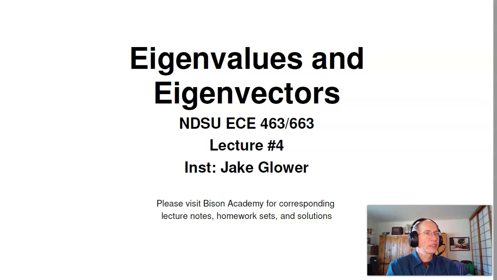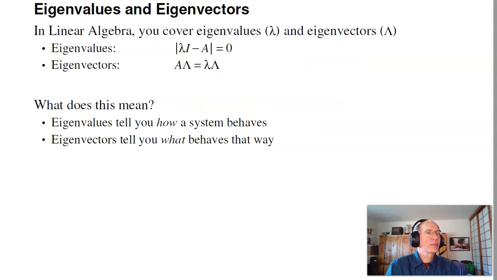Welcome to lecture number 4 for ECE 463 Modern Control, Eigenvalues and Eigenvectors. Now back when you took linear algebra, eigenvalues and eigenvectors were probably defined as follows. Eigenvalues satisfy the determinant of lambda I minus A equals 0, and the eigenvectors are the vectors such that A times the eigenvector equals your eigenvalue times the eigenvector. That's the definition. But so what?